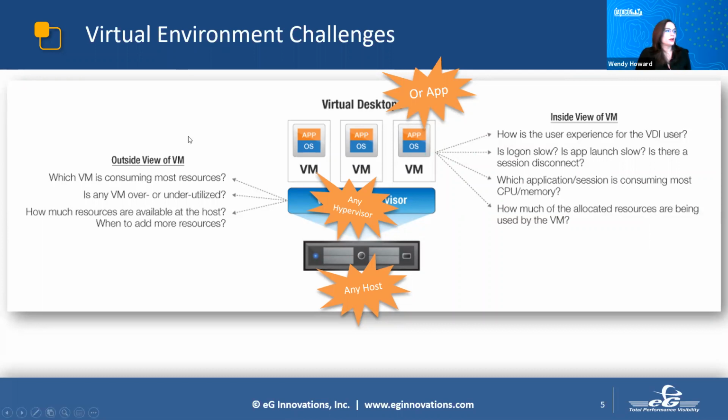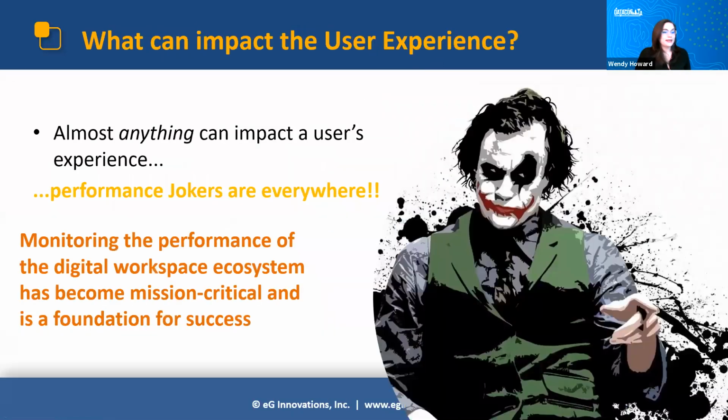We can also talk about what it looks like from the hypervisor level. Why do we care about that for user experience? Well, according to this picture, all of their resources are sitting on top of the hypervisor. So there's a big dependency amongst these parts of the system, which means that performance jokers are everywhere. Anything can impact a user. And so what happens is it becomes mission critical for a lot of companies to keep an eye on the performance of those digital workspace ecosystems in order to be successful.